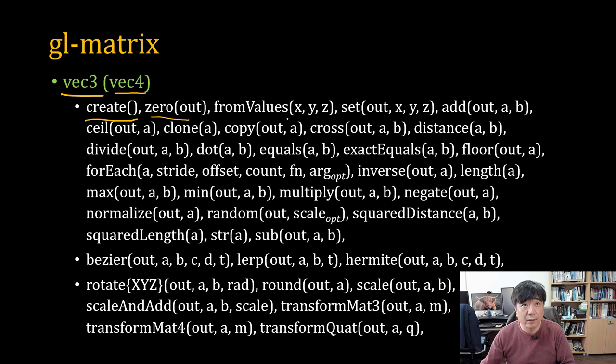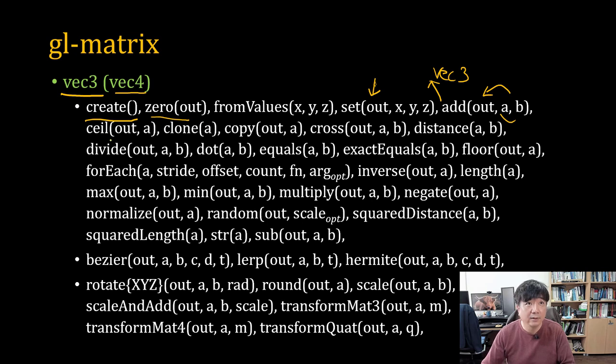Then from value x, y, z, we can create the vec3 object with the value of x, y, z, and set. So if you want to change the vector with x, y, z, then we will use set. Add is adding element by element of two vectors, and then it is stored into out. And the return value is also a vec3.